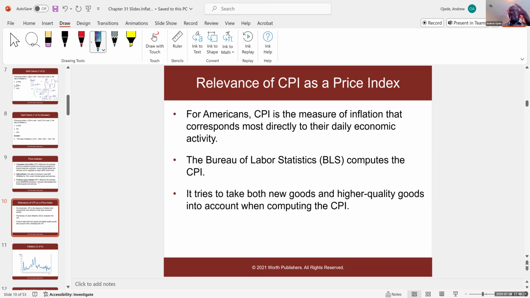They report two numbers. If they're looking at the consumer price index for the month of July, they want to see how prices of these goods have changed from the month of June to July. So month to month changes in prices. But they also look at annual. They look at how the average prices of goods were in July of last year, 2023, to July of 2024. That would be annual changes in the CPI when they're looking at inflation in an annual context. So it tries to take both new goods and higher quality goods into account when computing the CPI.